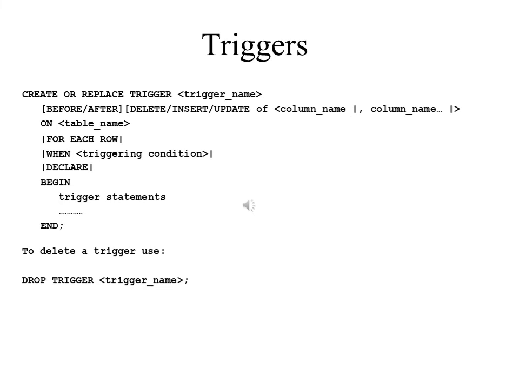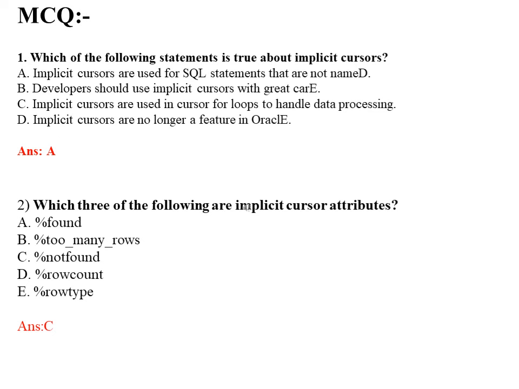And FOR EACH ROW specifies a row-level trigger, that is, the trigger will be executed for each row being affected. Otherwise, the trigger will execute just once.